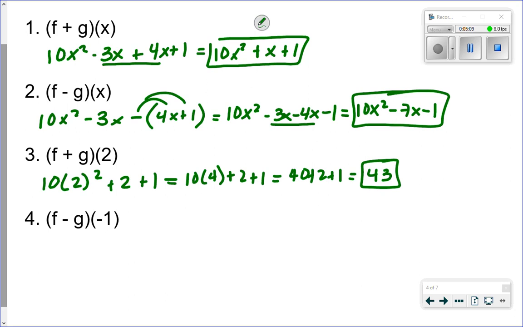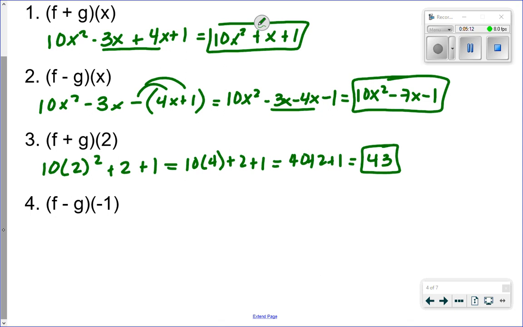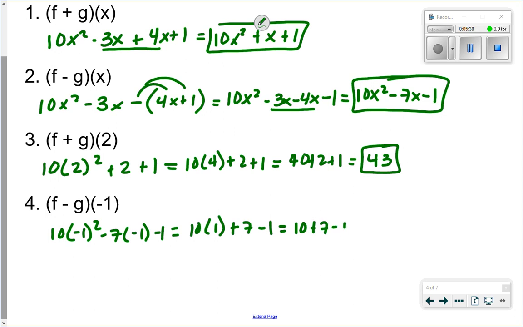Now number 4 says f minus g of negative 1. Well, my answer in problem 2 was f minus g. Now I just need to find the function at negative 1. So I've got 10 times negative 1 squared minus 7 times negative 1 minus 1. Okay, negative 1 squared is just 1. Negative 7 times negative 1 is positive 7. 10 times 1 is 10. 10 plus 7 is 17, minus 1 is 16. So f minus g of negative 1 is 16.